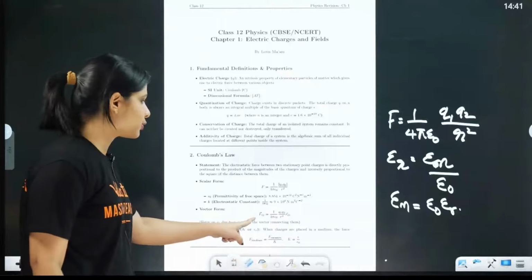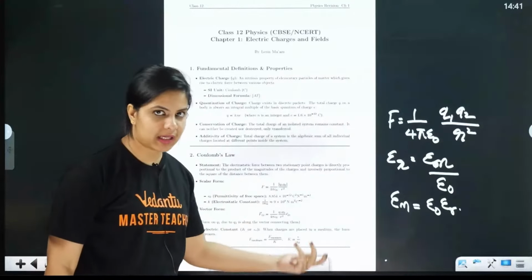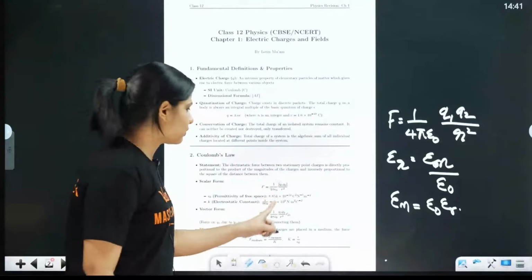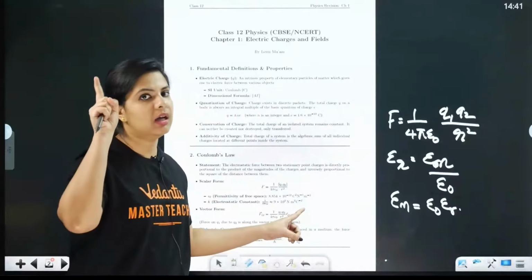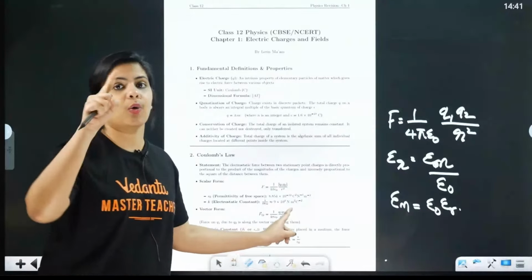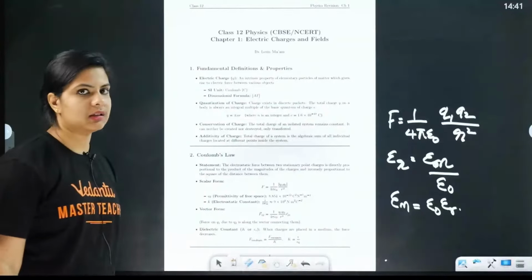The vector form also you should know. F12 is equal to k, or let's say 1 by 4 pi epsilon naught Q1 Q2 divided by R square, and you should keep R cap in the numerator. If you are writing R cube, you should write R vector. So the vector form is also important in Coulomb's law.